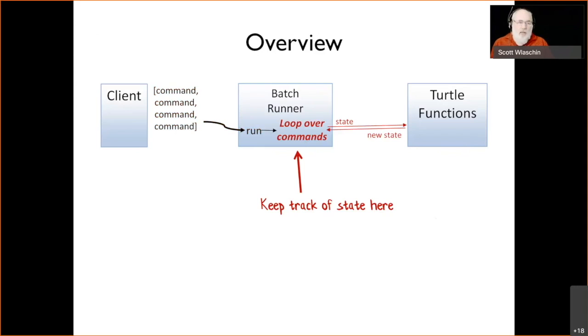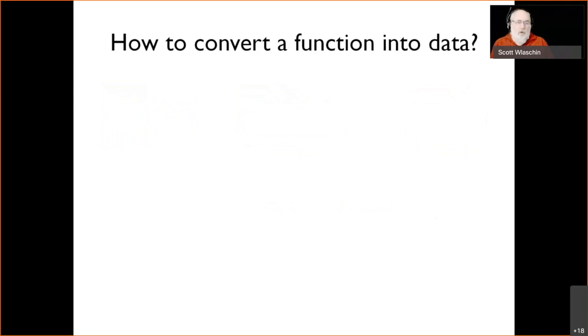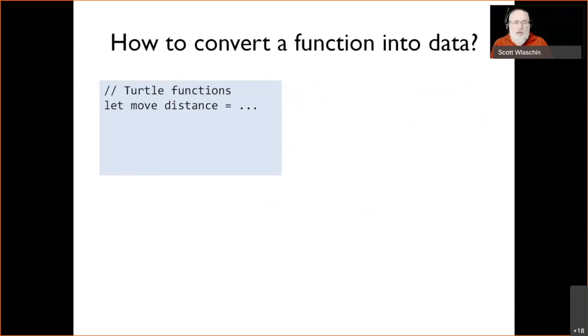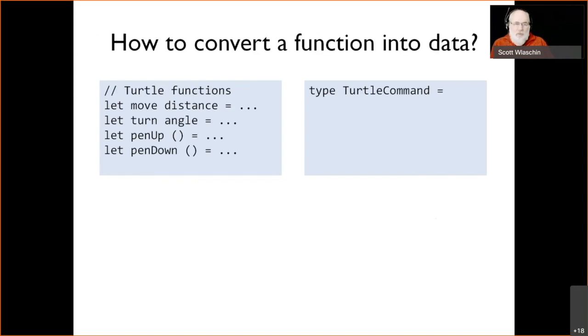So what are these commands going to look like? What exactly am I going to send to the batch runner? Well, if I was talking to the turtle directly, I would have a bunch of functions I could call. But if I'm talking to a batch process, I can't just call a function. I have to send stuff down the wire, right? So I need to actually have a data structure that I can send. So I need to turn every single function into a corresponding data structure that I can send. Now, how can I do that?